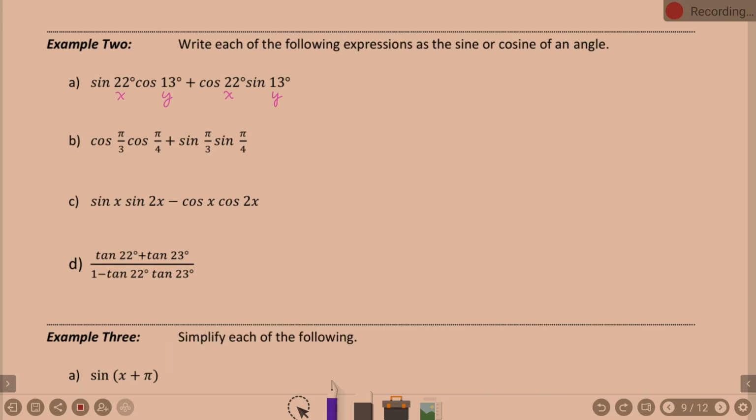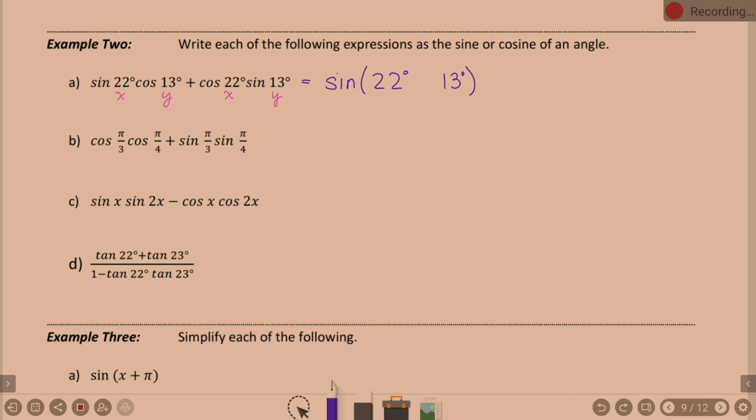And so this is the sine of what? It's supposed to be the sine of x plus or minus y, right? So what's x? X is going to end up being 22 degrees. What's y? 13 degrees. And am I adding or subtracting these two?